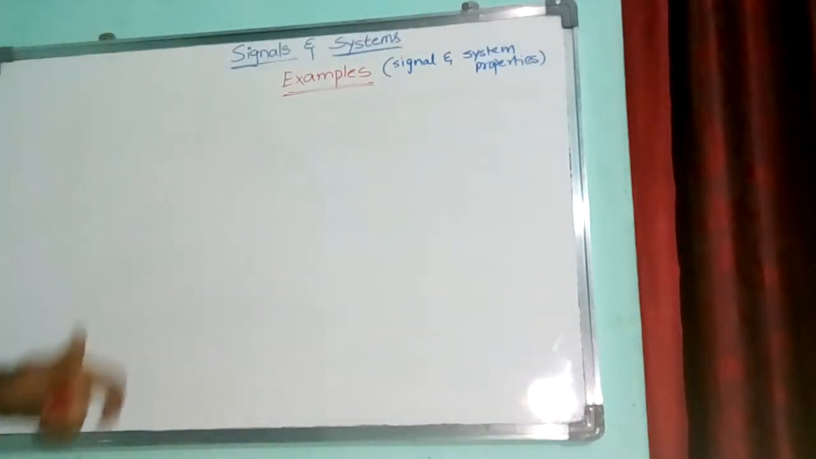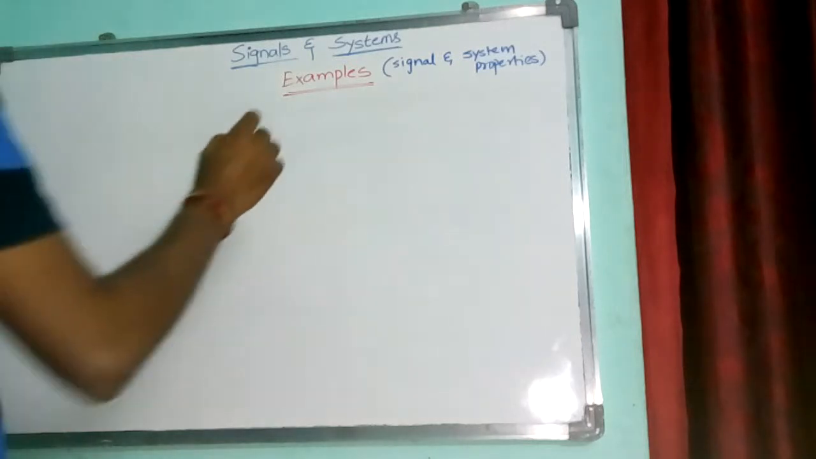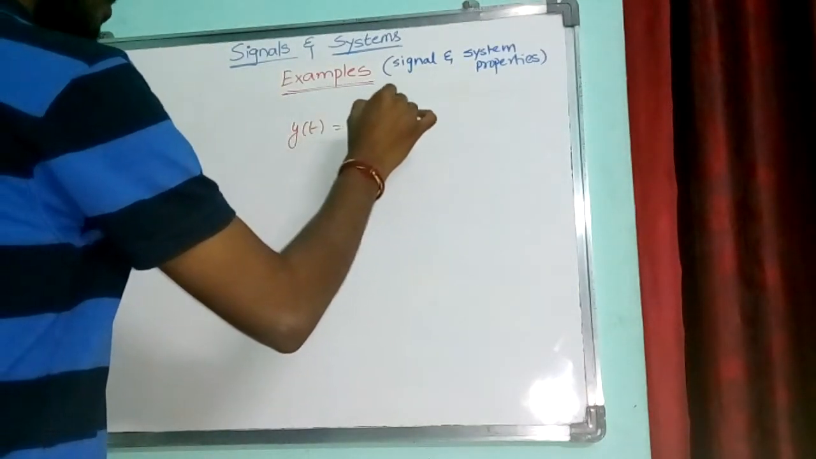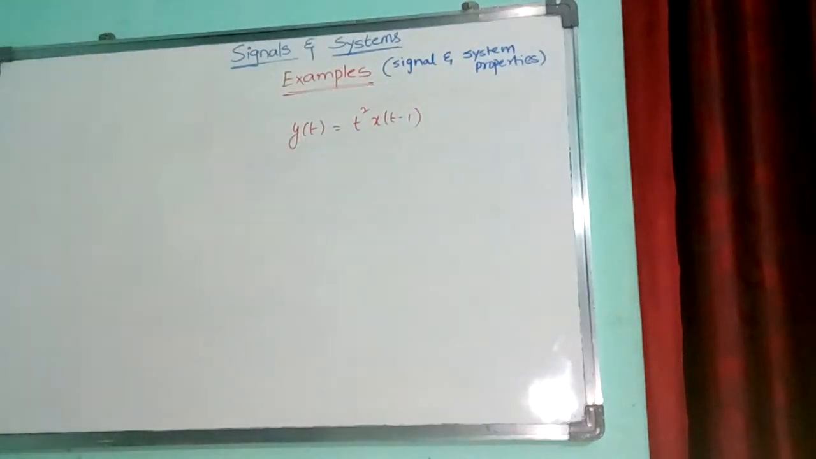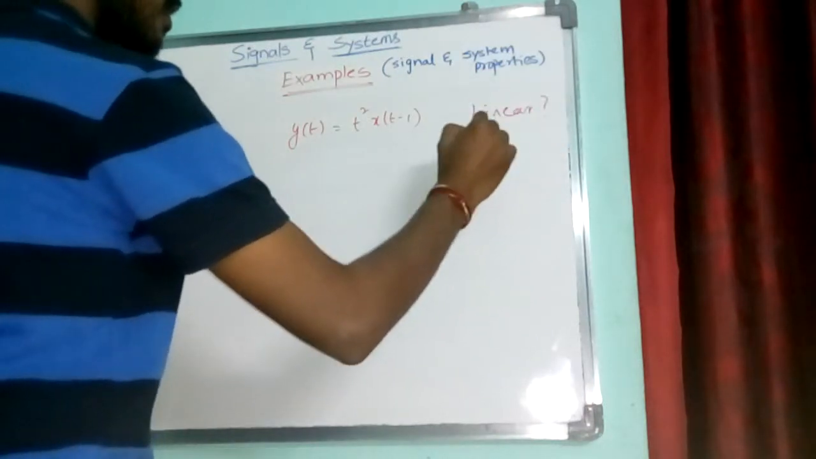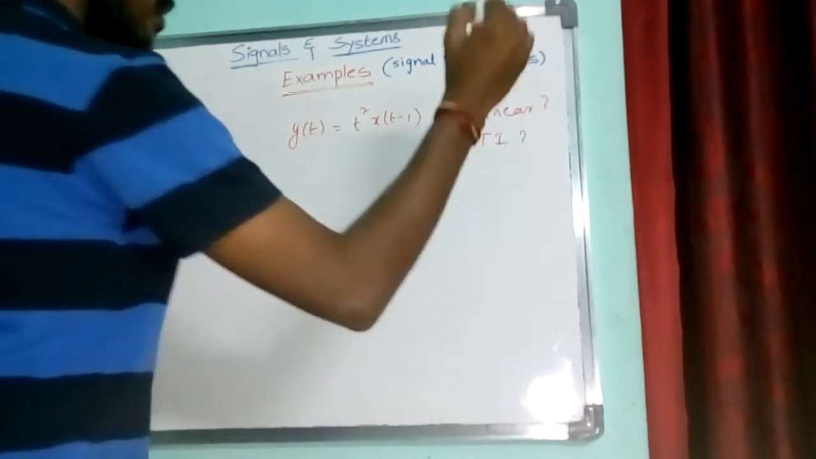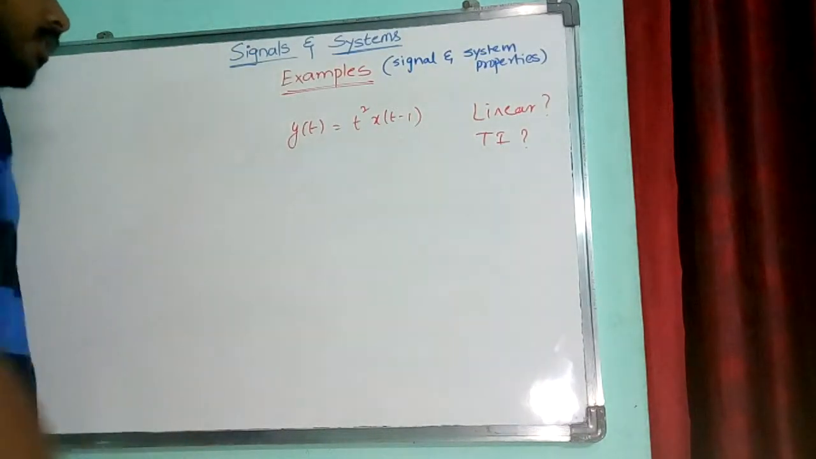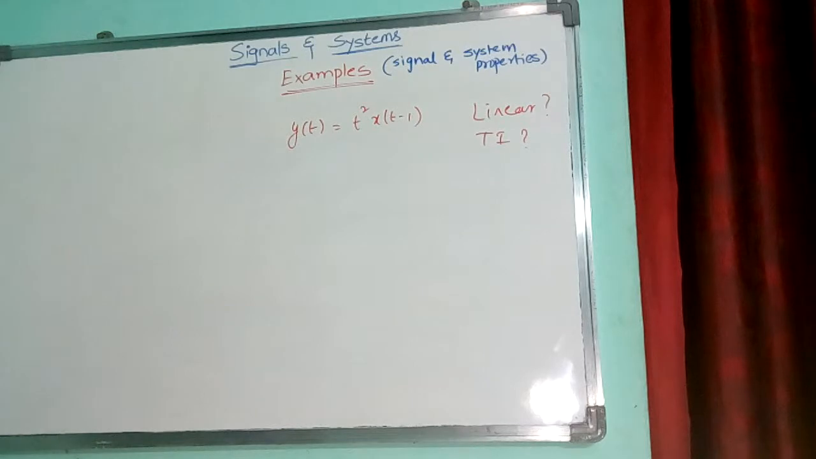Now we'll take another example of another type. Okay, so next thing is y of t equal to t square x of t minus 1. They are asking whether the system is linear, time invariant or not. Now first we will check for linearity, then we will go for time invariance.